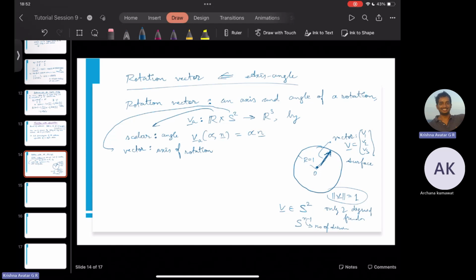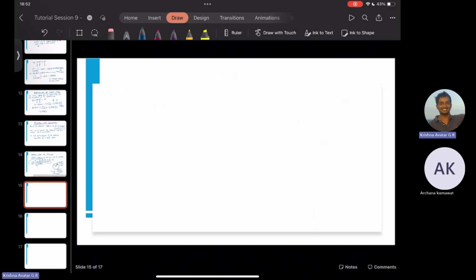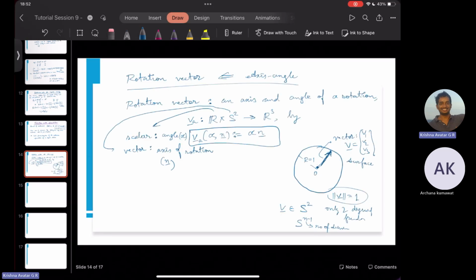And this was our v vector, the rotation vector, which takes 2 parameters, alpha and n vector, and this is defined as alpha into n. Alpha is the angle of rotation and n is the axis of rotation. So this was like angle axis, right?